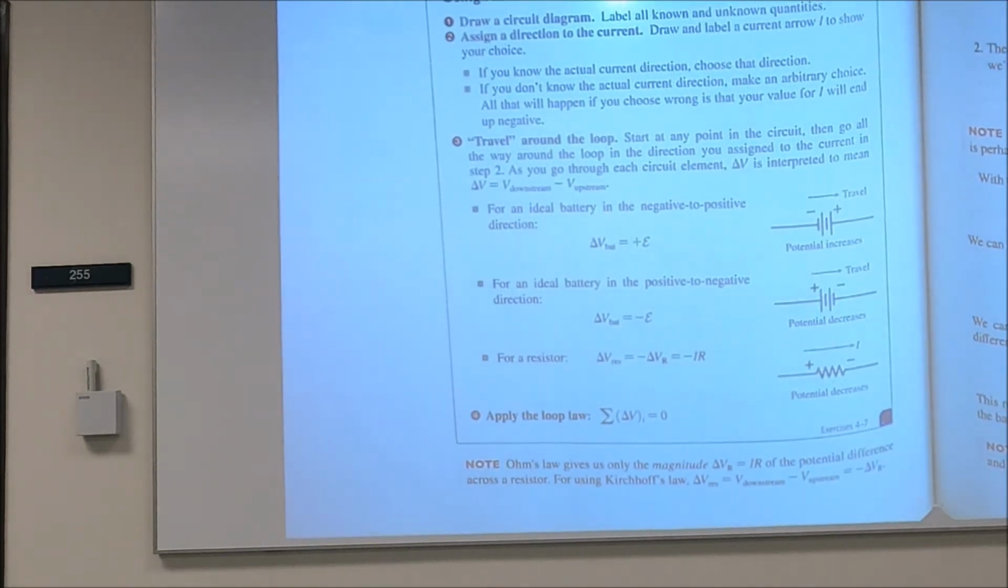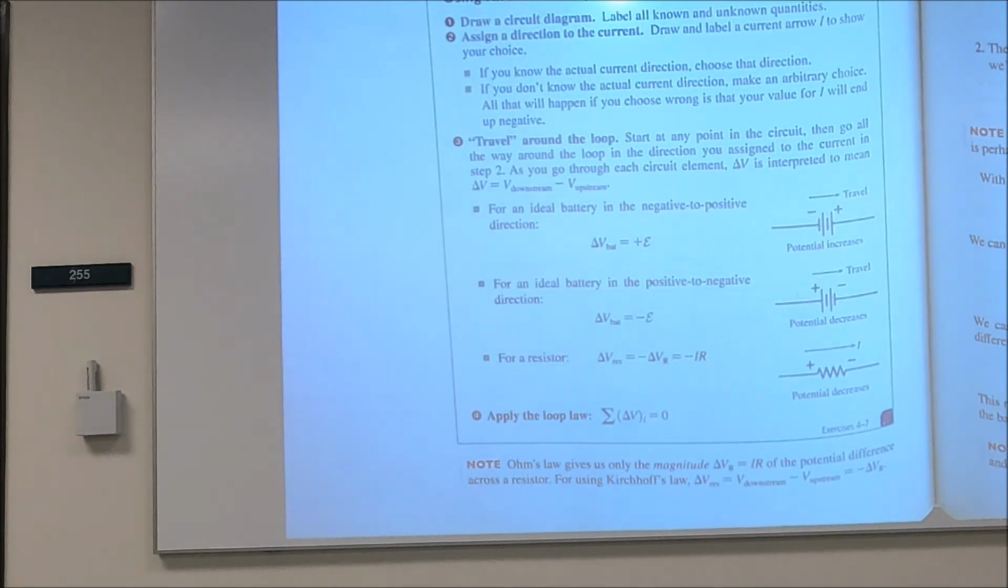It says draw a circuit, label all the knowns and unknown quantities, draw and label a current arrow to show your choice of current flow. You could be wrong, but that's okay, the math will tell you. If you know the actual current direction, choose that direction. If you don't know the actual direction, make a choice. All that will happen if you choose the wrong way is your current will end up being negative instead of positive, which says you drew it in the wrong direction.